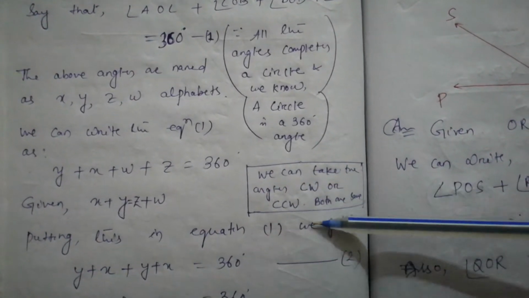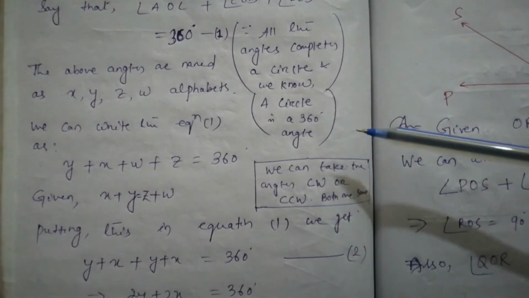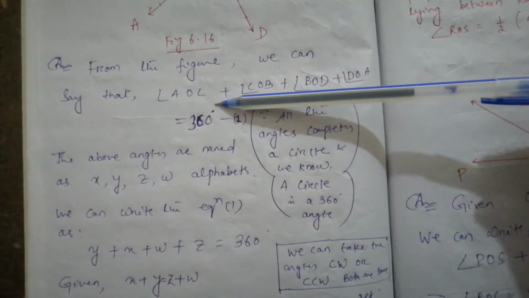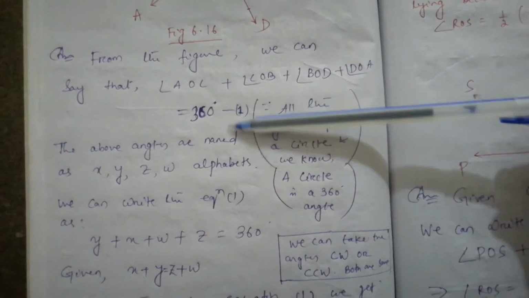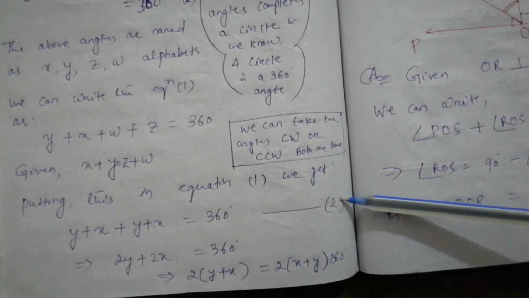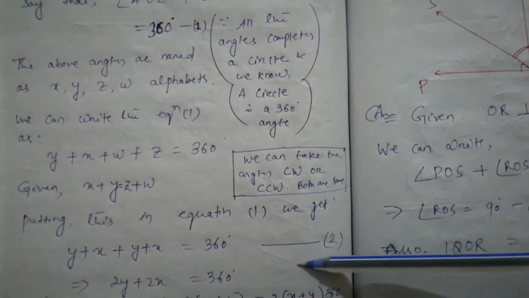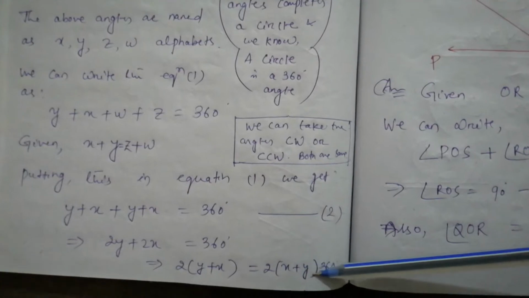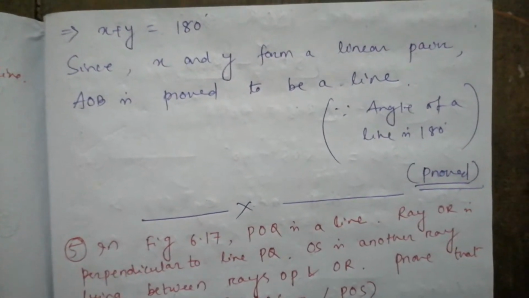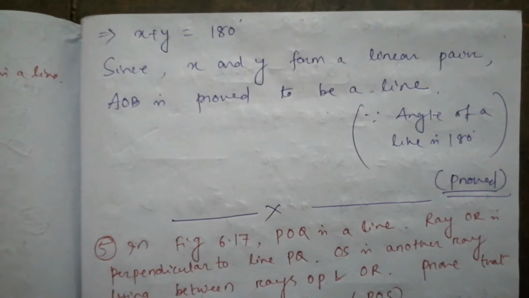Fine. Okay. So, as we are given that x plus y equal to z plus w, putting this in equation 1, we get y plus x equal to 360 degree. Because angle AOC we have taken first and angle AOC is y. Like that, just substitute. You can get it. So, this is equation 2. Now, we can proceed like 2y plus 2x equal to 360 degree, and similarly solving this, we will get x plus y equal to 180 degree. Since x and y form a linear pair, AOB is proved to be a line.